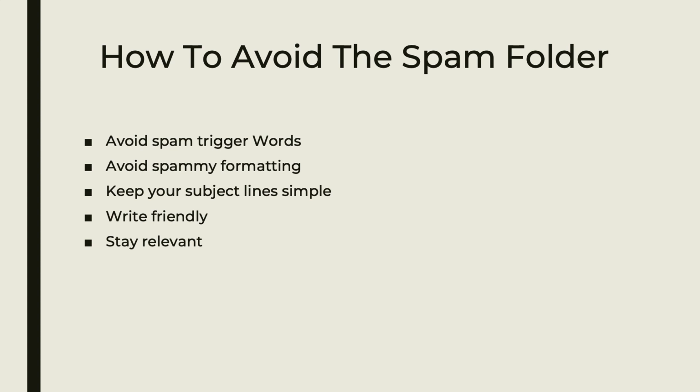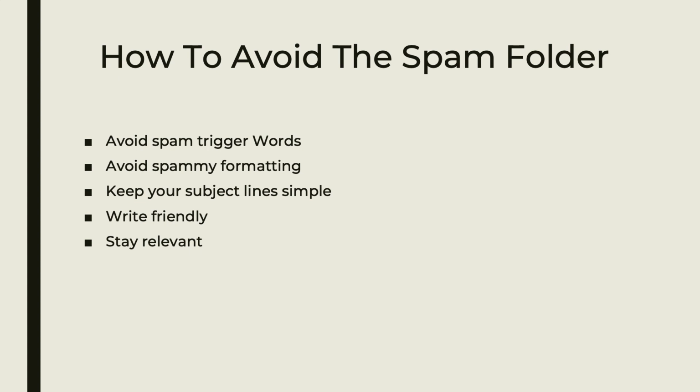And then fifth is stay relevant. You don't want to be sending out irrelevant emails to your list, right? So if you have a list that is niched in a particular niche, like say health and fitness, you don't want to be sending them an email that's promoting a business opportunity offer. It's completely irrelevant, and that's going to throw them off, and you're going to get a lot of unsubscribes, a lot of bounces, and a lot of complaints from that.